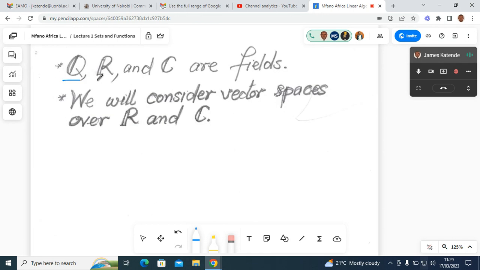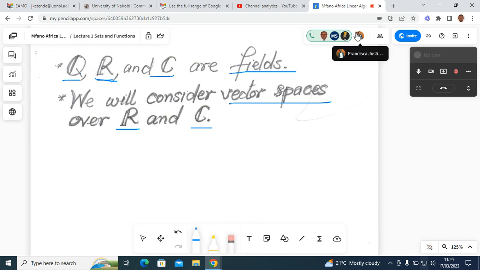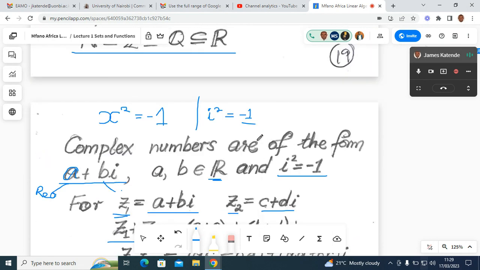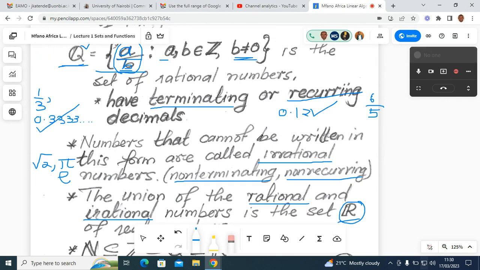So these, Q, R, and C, the rational numbers, the real numbers, and the complex numbers, are examples of what we call fields. And we shall be looking at vector spaces over the field of real numbers and the field of complex numbers. That will be the next class. So that brings us to the end of this presentation. I hope it makes sense to all of you. But we'll now jump into linear algebra, the proper linear algebra, next week.